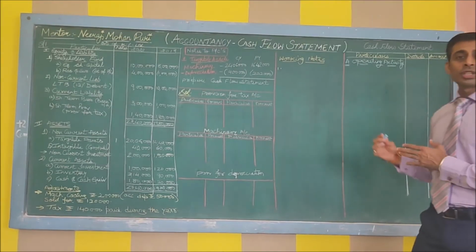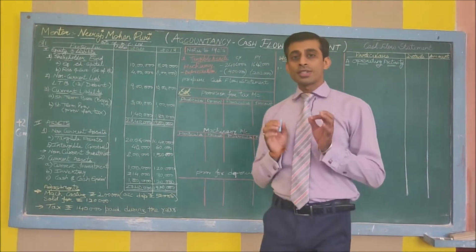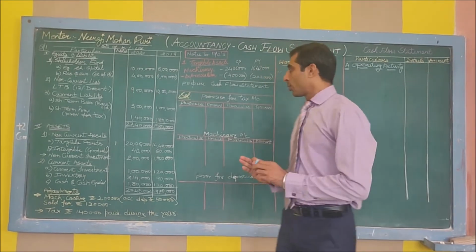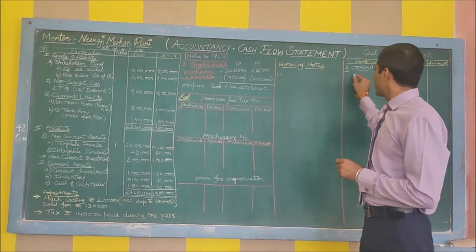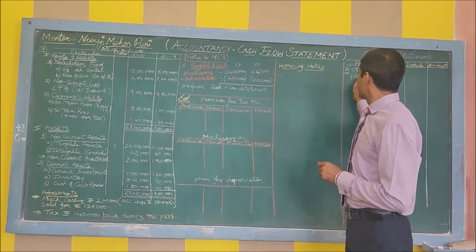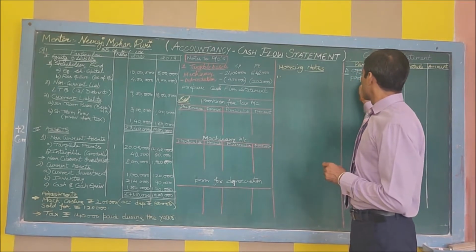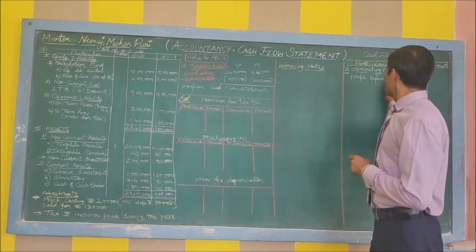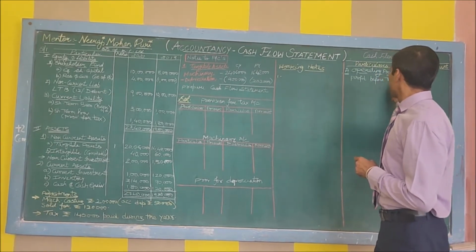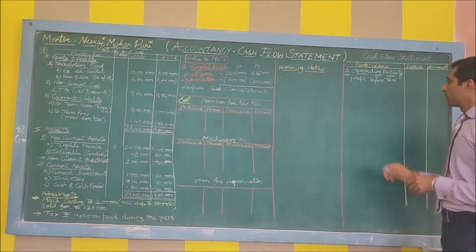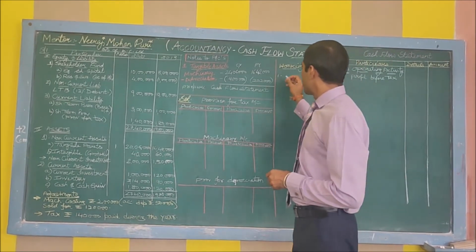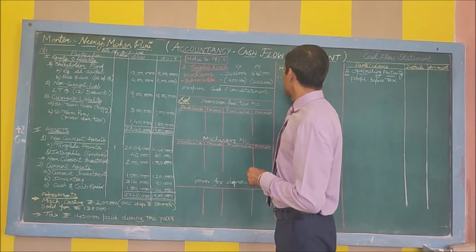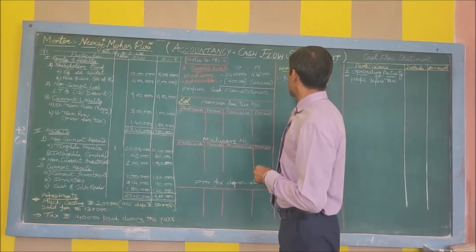Before we further proceed with our solution, it is advisable that first of all we complete all the working notes. For working notes, first we have profit before tax. This is the first note, so let us do it. Make the column for working note. And here you will write the first calculation, that is profit before tax.